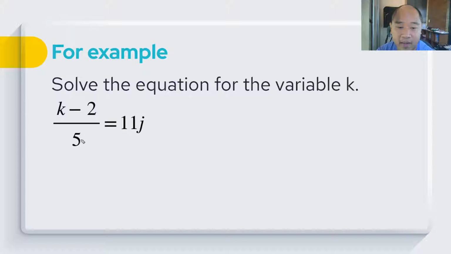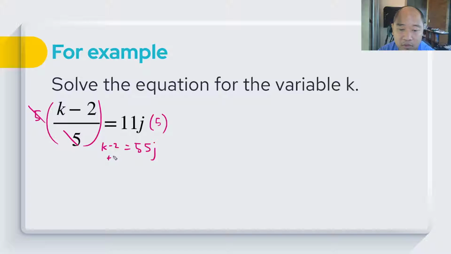All right, welcome back. To get the k by itself, the first thing I would do is multiply both sides by 5. So now we have 55j equals k minus 2. Then we would just add the 2 to both sides. Now we have k equals 55j plus 2. We've solved for k.